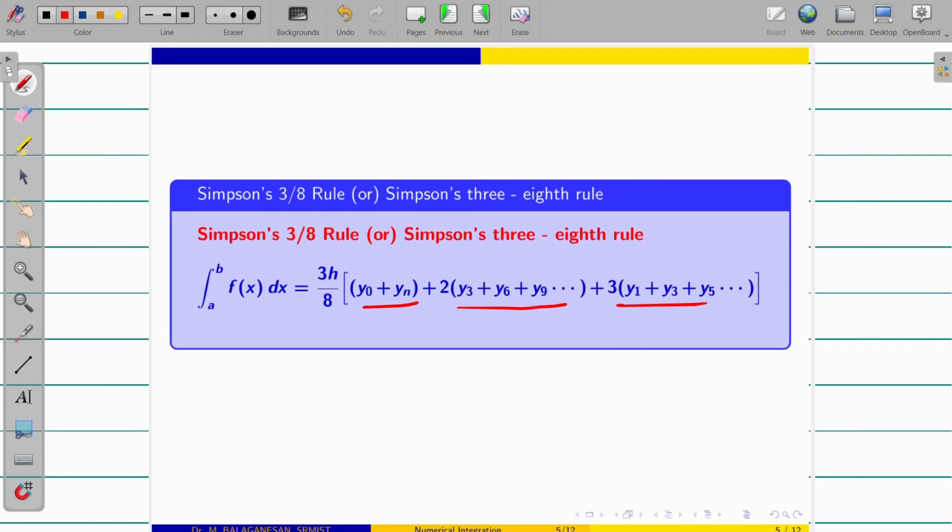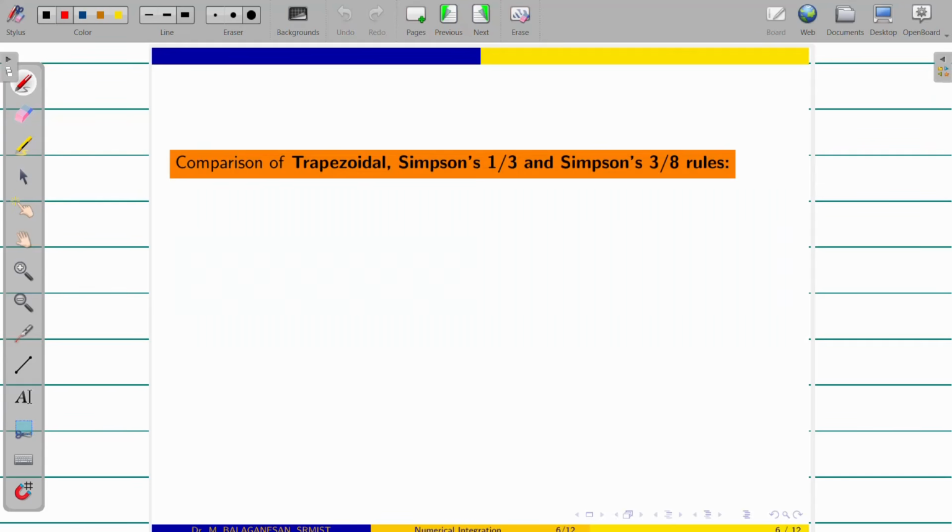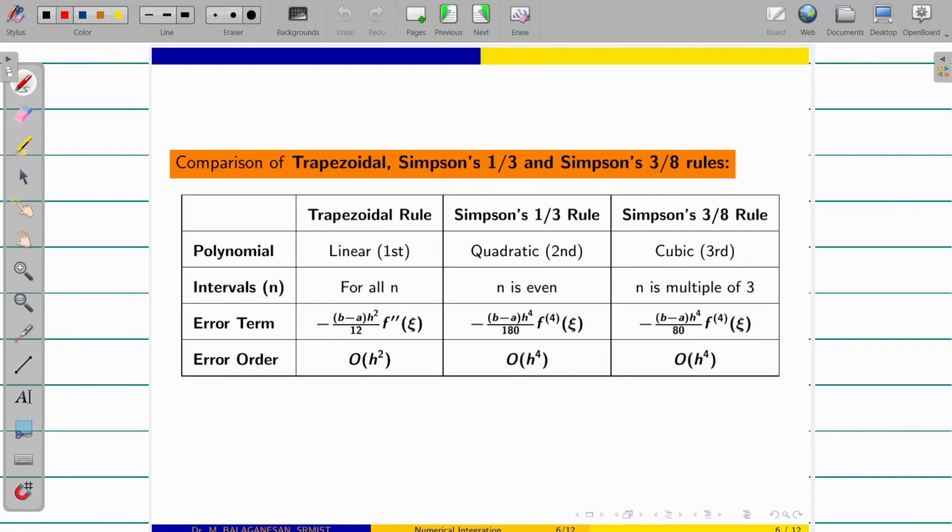Right. Now I'm going to compare all three rules: trapezoidal, Simpson one-third, and the 3/8 rules. A simple comparison with the help of a table. I explained everything.